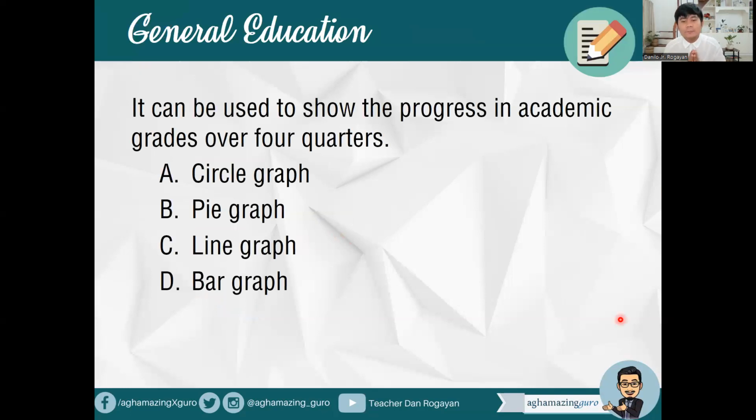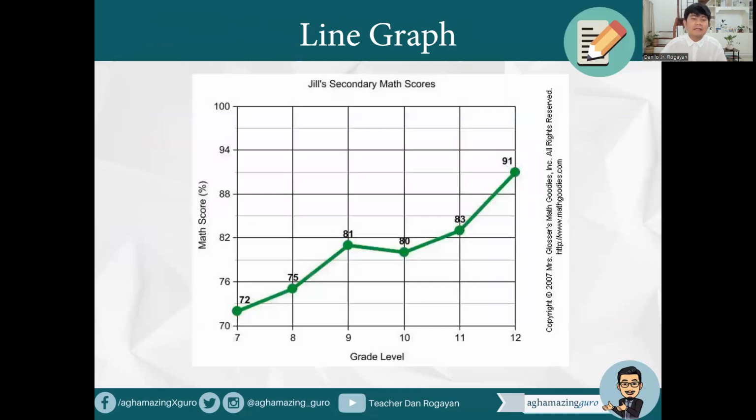It can be used to show the progress in academic grades over 4 quarters. Is it A, circle graph, B, pie graph, C, line graph, D, bar graph? So what is the better and most appropriate graph to show the progress of a student in terms of academic grades for 4 quarters? Of course, that is letter C, line graph. Using a line graph, you can better represent the academic progress or academic achievement of your students.